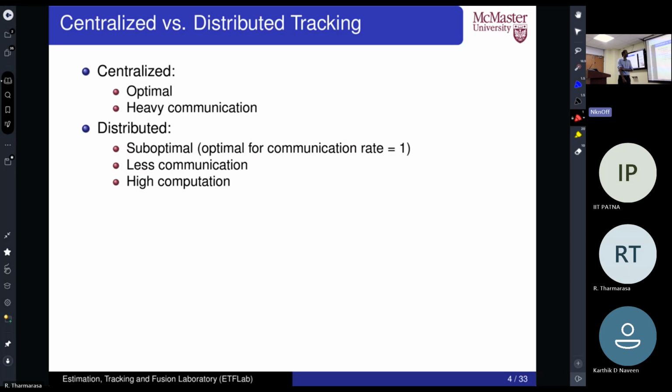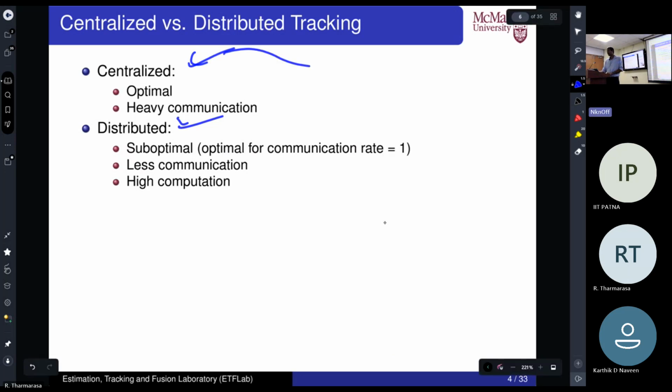Okay, so again, the quiz question is based on one of these slides. Say you go to a company and they don't have any system yet, but they have two sensors. You have to decide whether you want to go with centralized or distributed. If they give me an option, most of the time I prefer centralized. This is my option. The reason is that it's a little easier to implement and optimal.